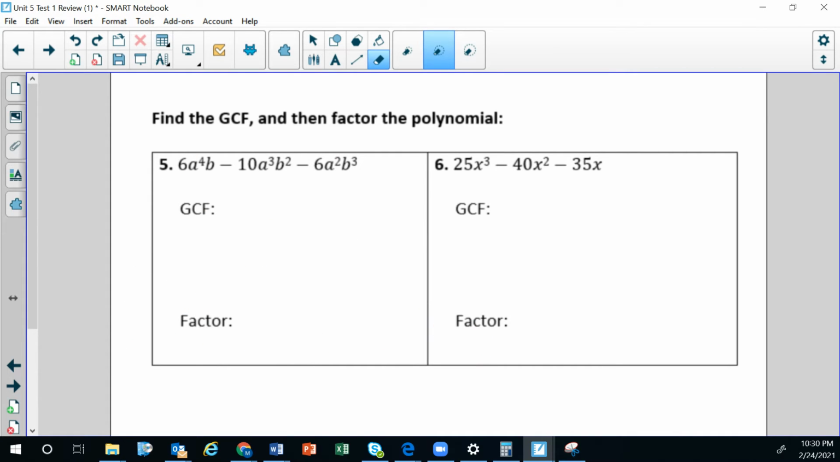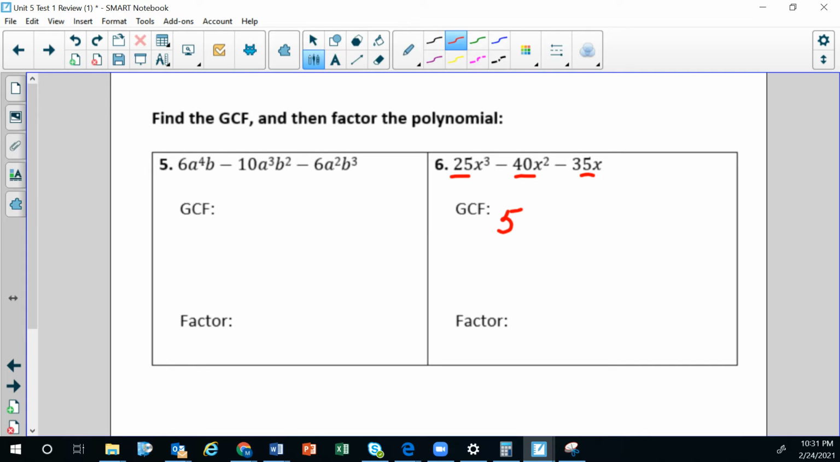All right, number 6. Look at number 6. Okay, let's find a GCF now. Again, look at all the coefficients: 25, 40, and 35. You can pause the video and try to find the highest common factor. Okay, that is 5. So 5 is the highest common factor.